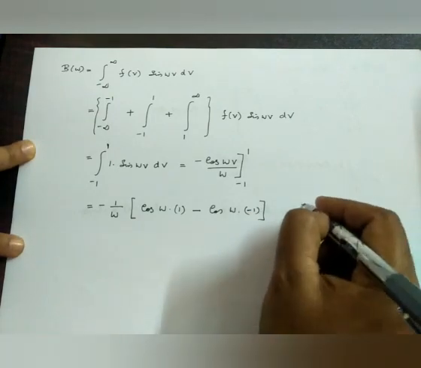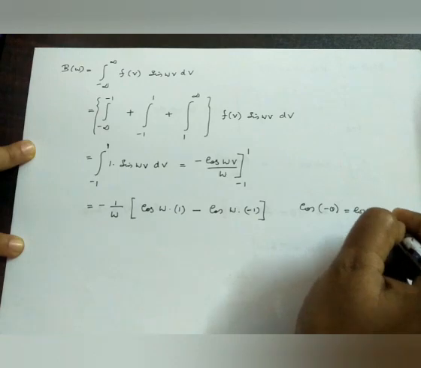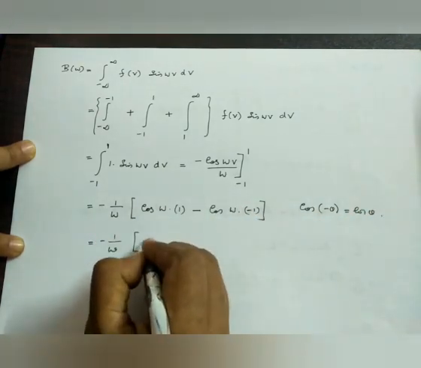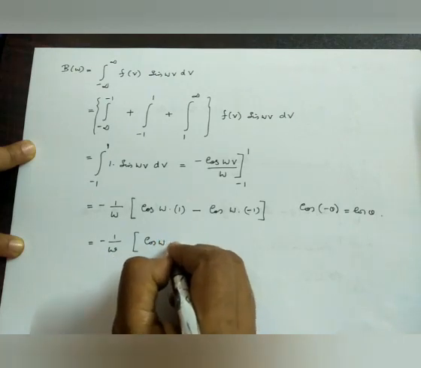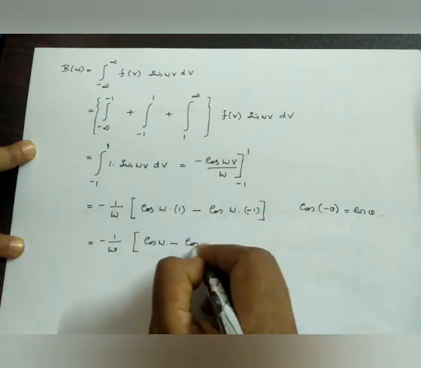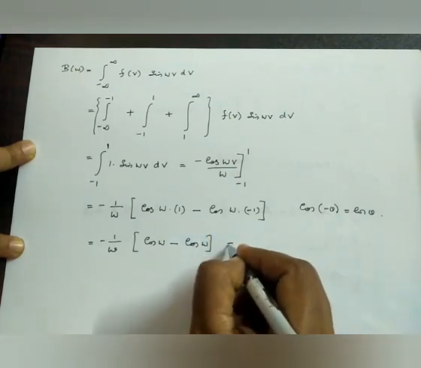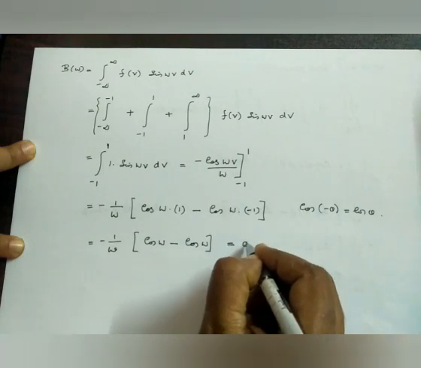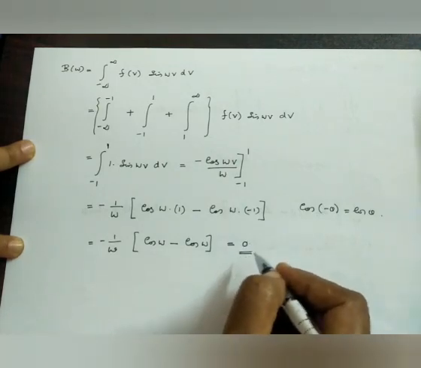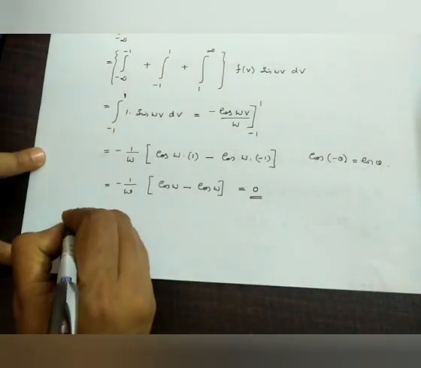Now we know that cos of minus theta is cos theta. Therefore, we have minus 1 by omega cos omega, then minus cos of minus theta, which is cos theta. Therefore, we have cos omega itself. Cos omega minus cos omega is 0. Therefore, the answer is 0. Therefore, here b omega is 0. Therefore, f of x contains only one term, that is a omega.